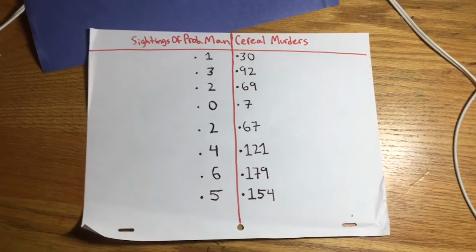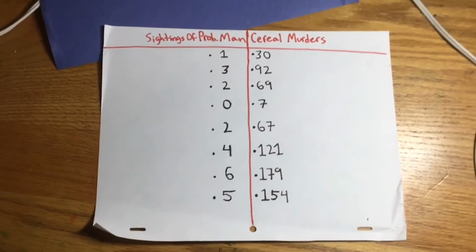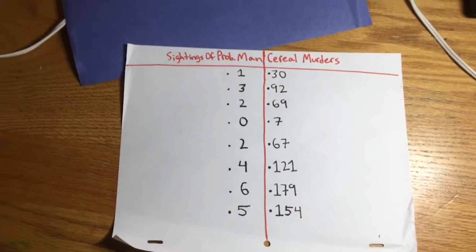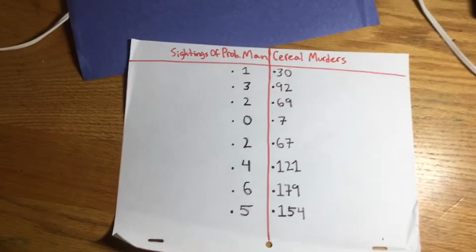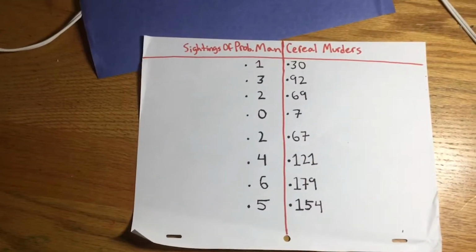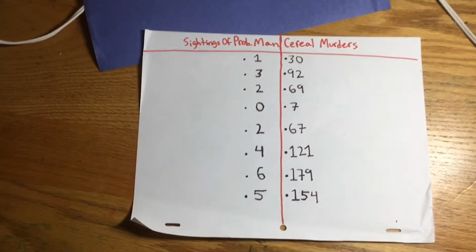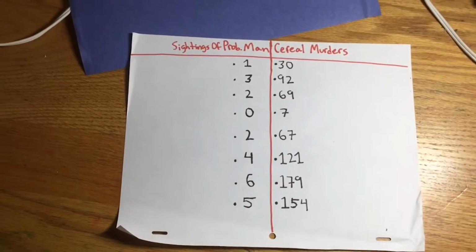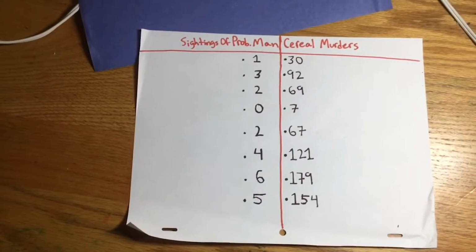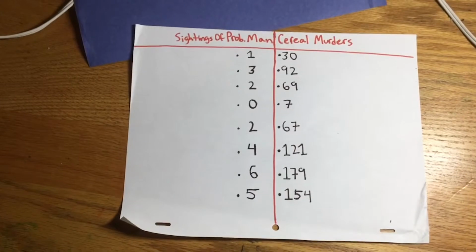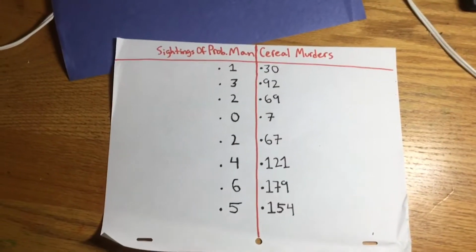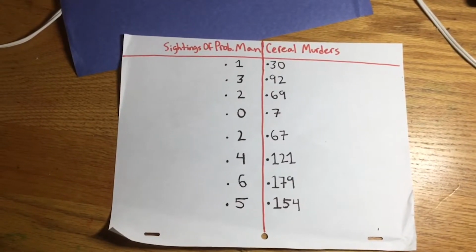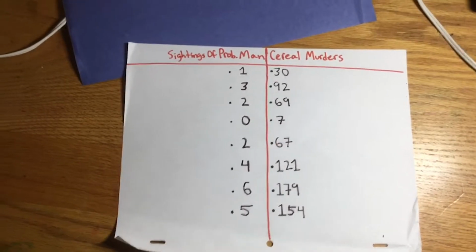Now, since we have the data and how many ways it can go, we have to figure out the type of probability. There's classical, empirical, and subjective probability. Classical is used when each outcome in a sample space is equally likely to occur. This is calculated by the number of outcomes in the event over the total number of outcomes in the sample space.